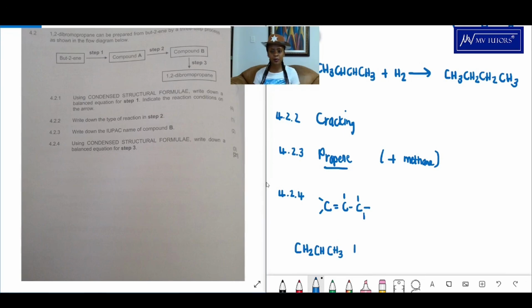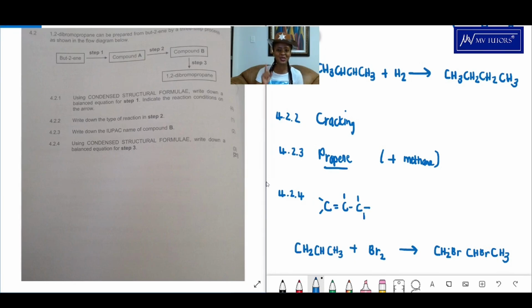So we have that propene and we are adding bromine, and then we are getting CH2Br, and then we have CHBr, and then we have CH3. And they said it has to be balanced, right? So we have 2 bromines here, we have 2 bromines, we have 3 carbons on the left, we have 3 carbons on the right, and then the amount of hydrogens, well, we have 2, 3, 6, 2, 3, 6. Yeah, that is a balanced one.